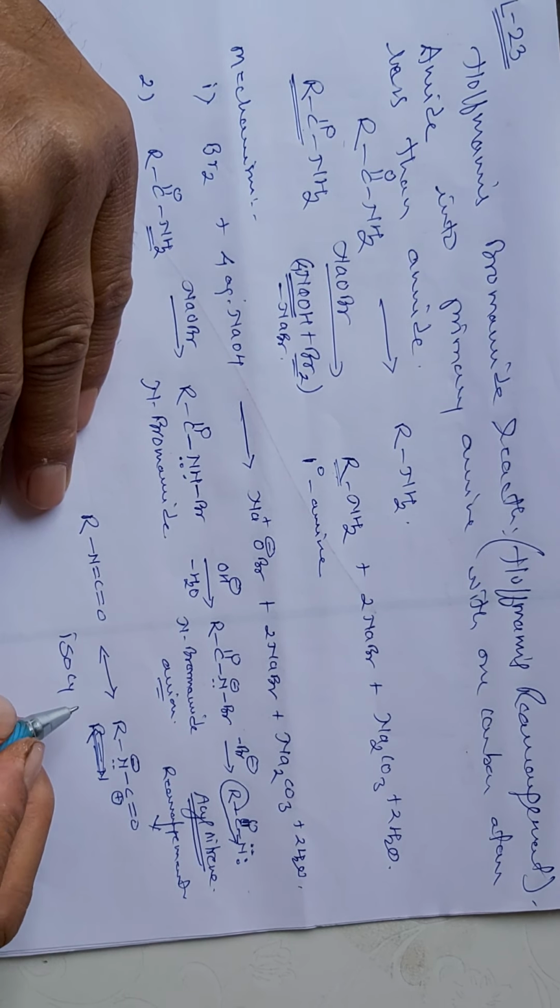This propionamide, on reaction with bromine in presence of KOH or NaOH, which forms the hypobromite, gives the formation of ethylamine, that is CH3CH2NH2. The ethylamine is obtained as a product, meaning the formation of a primary amine. So this is the application of the Hofmann's rearrangement reaction.